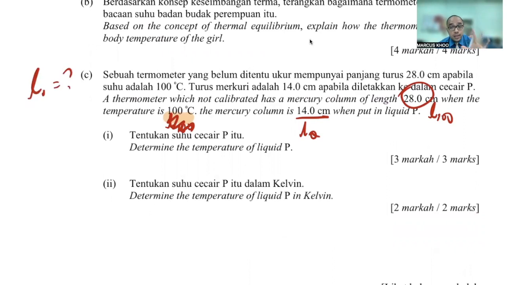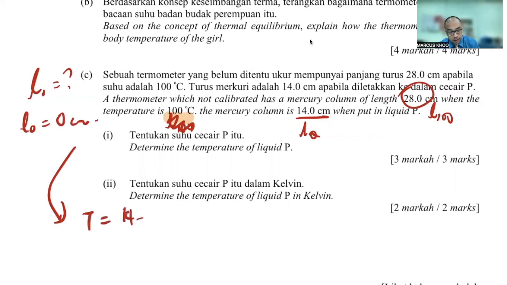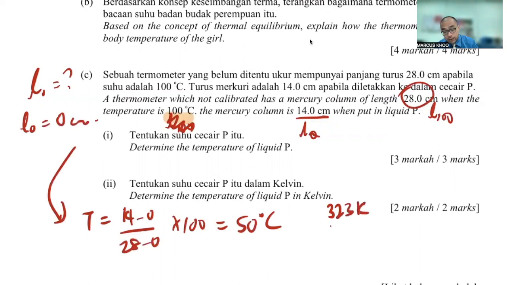Okay, so let's just assume that L0 is 0 cm, because there's not enough information in here. But if L0 is 0, then you get the temperature equals 14 minus 0 over 28 minus 0 times 100, which will be 50 degrees Celsius. And so you can determine the temperature of the liquid in Kelvin by adding 273 to this, so you get 323 Kelvin. Again, it's not enough information in this question to proceed, but let's just assume that L0 is 0. It's not good to assume, but what to do?